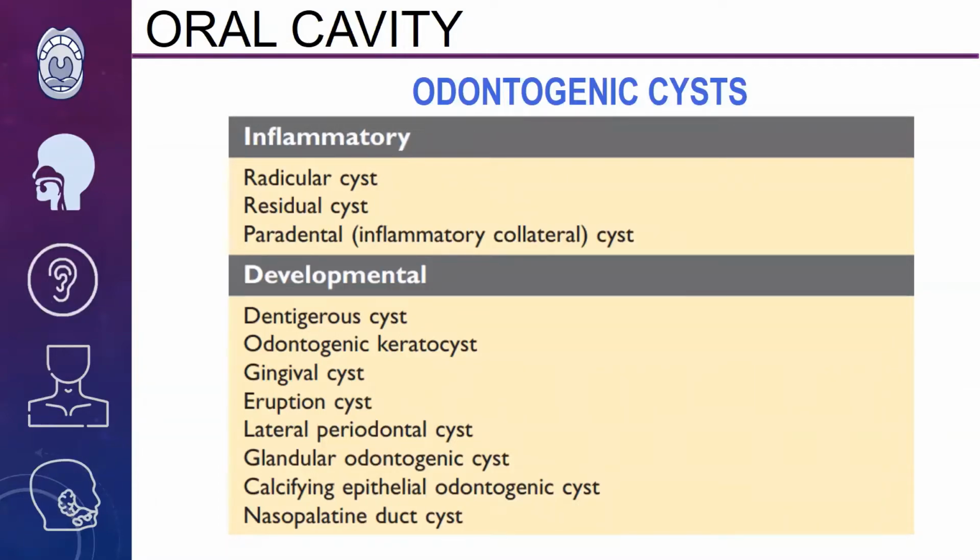Let's proceed to odontogenic cysts. The overwhelming majority of odontogenic cysts are derived from remnants of odontogenic epithelium present within the jaws. In contrast to the rest of the skeleton, epithelial-lined cysts are common in the jaws. These cysts are subclassified as either inflammatory or developmental. In the interest of time, we will only cover the most common ones.